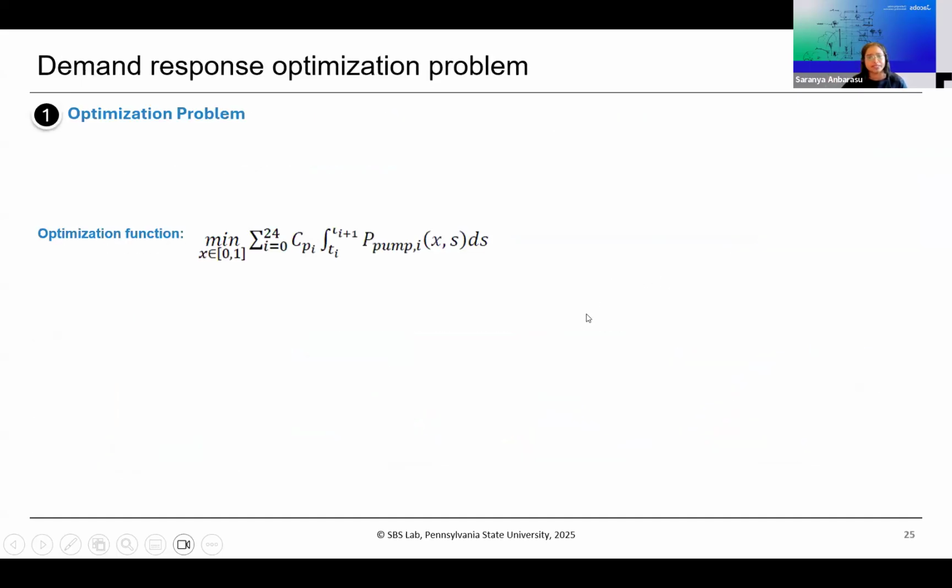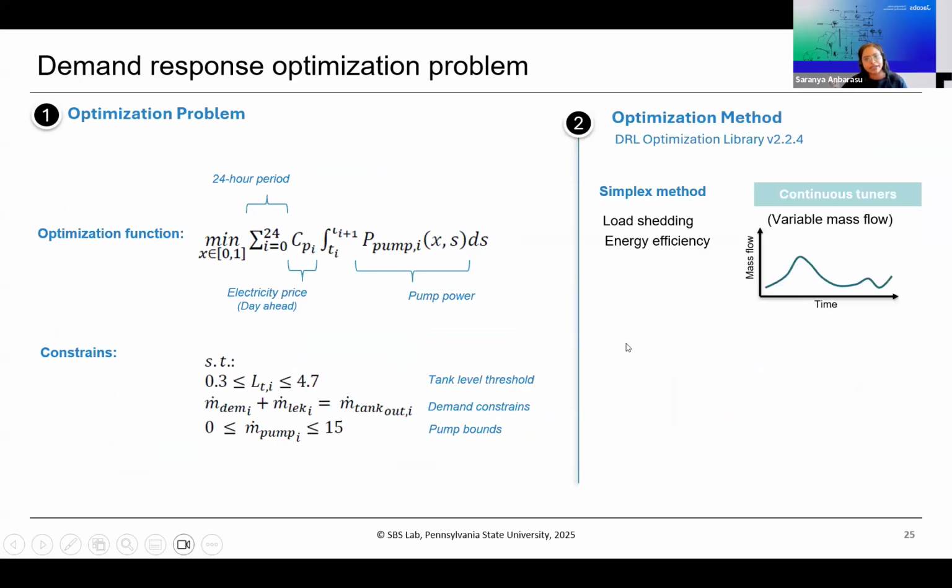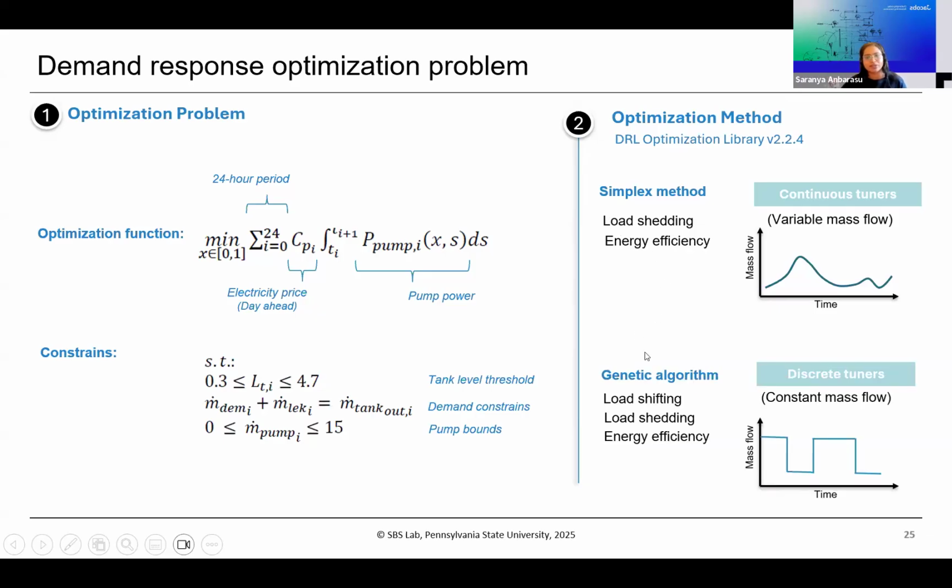And the demand response problem is a typical optimization problem where we had a day ahead electricity price and then calculated the pump power over the period of 24 hours. And we also had constraints such as tank level, demand constraints, pump bounds, and a lot more. And 2 different optimization methods from the DRL's optimization library were used for this work. It was the simplex method, to observe if we are doing load shedding and energy efficiency, and then a genetic algorithm to see if we are doing shedding, shifting, and energy efficiency. And then these had different tuners, like variables or constant mass flows.